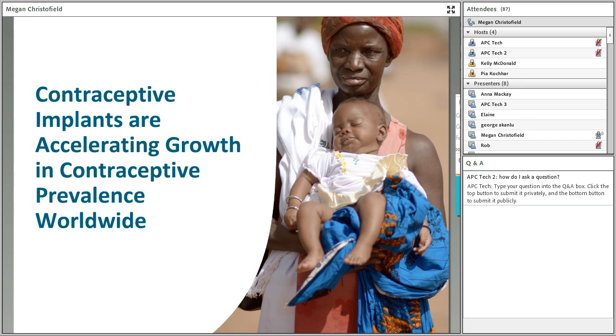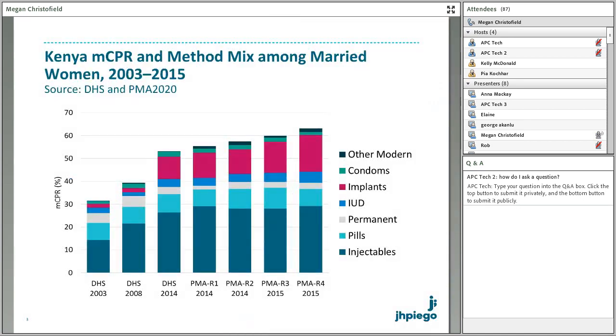So next, I just want to turn to a few country-specific examples of MCPR and implant growth. First, I'll start with Kenya. I'm going to give you a quick orientation to the slide itself, because in each of the 3 country examples I'll show, I'll be using the same template.